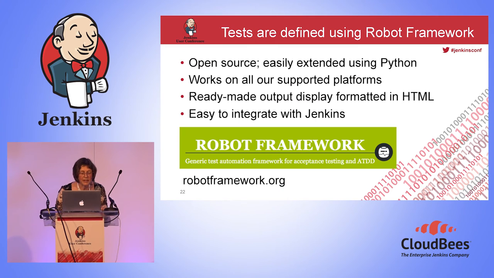So just as an aside, we use something called the Robot Framework to define the tests. It's nice because it runs on all of our platforms and it integrates with Python. I'm a big Python fan, so I write a lot of my stuff in Python. And it produces some rather nice HTML output with no effort. There's also a Jenkins plugin to display the results from it. And yes, it will also produce some results as environment variables.